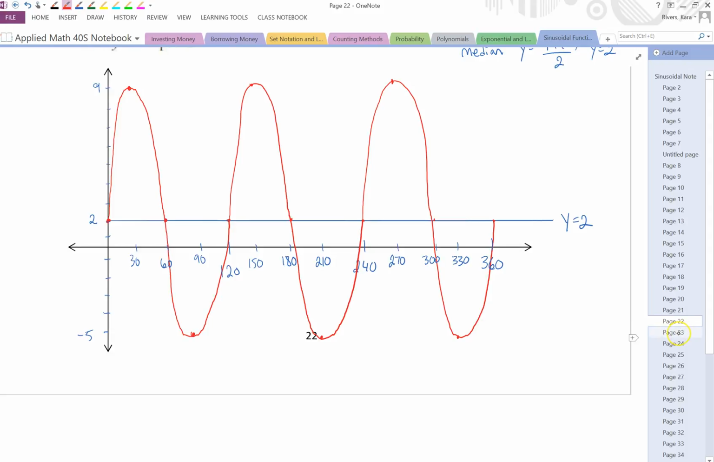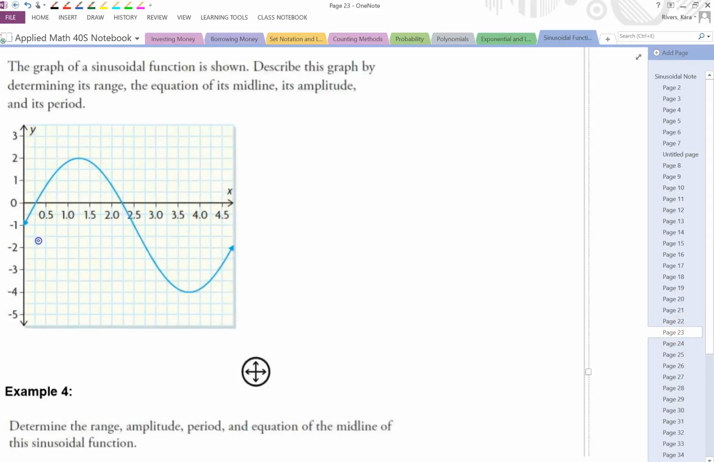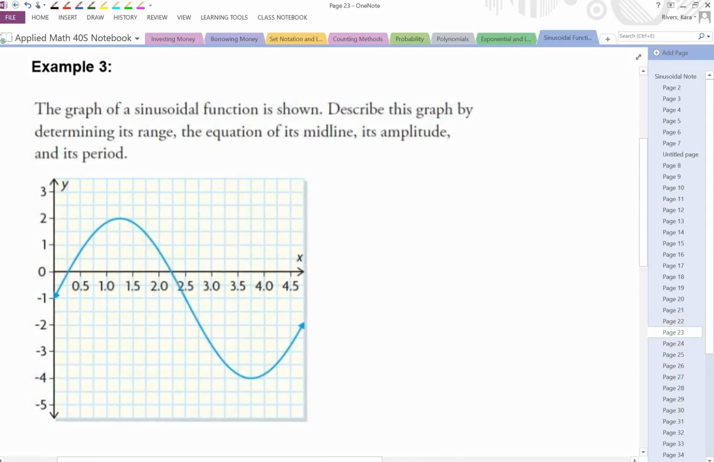Let's take a look at another example. In example 3, it says the graph of a sinusoidal function is shown. Describe this graph by determining its range, the equation of its midline, its amplitude, and its period.